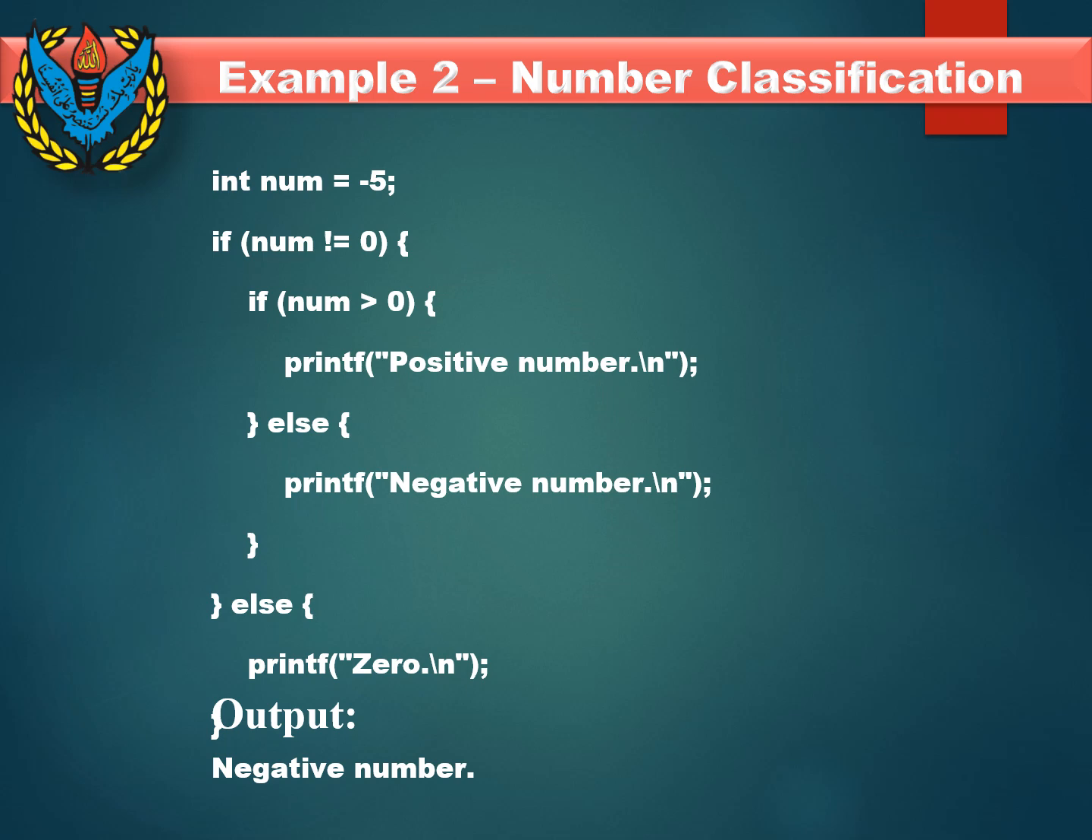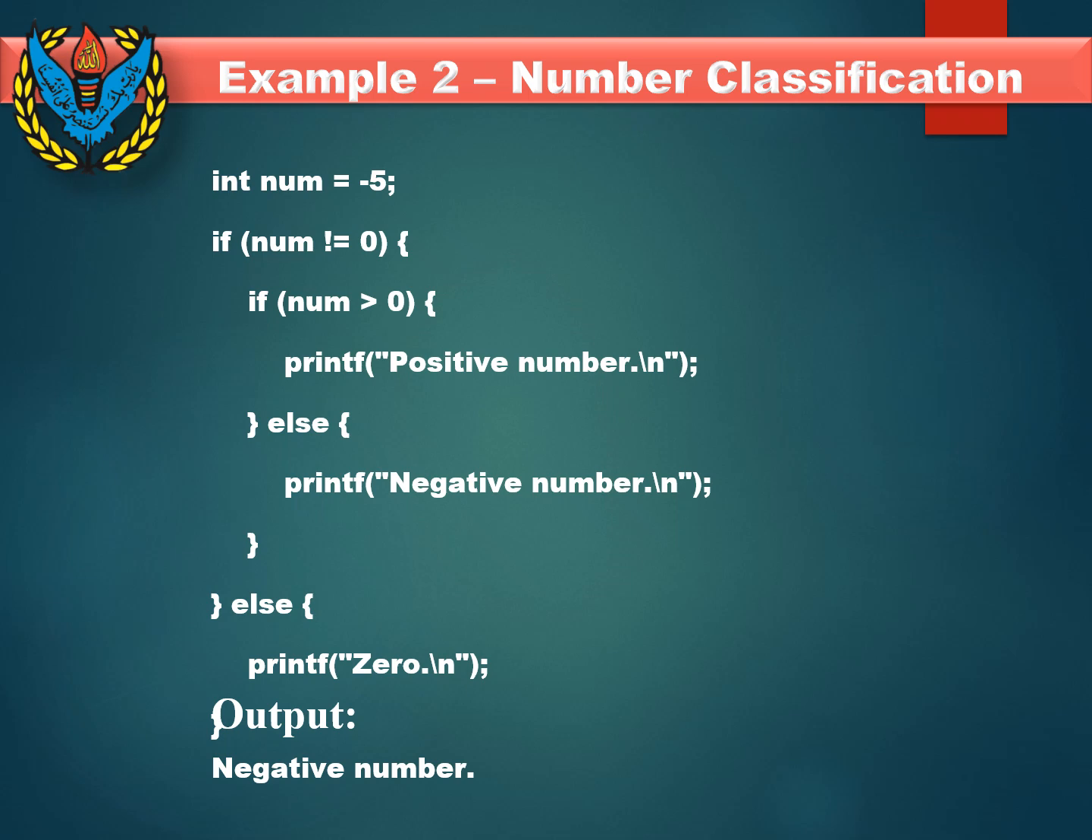Now example two, number classification. In this example, we check whether the number is a positive number, negative number or zero. So let's start. First, we create a variable of integer type num and assign the value -5. First we check if num is not equal to 0. This condition is true because num is not equal to 0, it is equal to -5. So the control goes to the next if condition, which is enclosed in the first if condition, making the nested if structure.